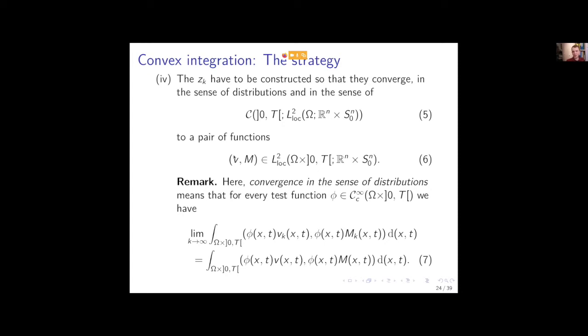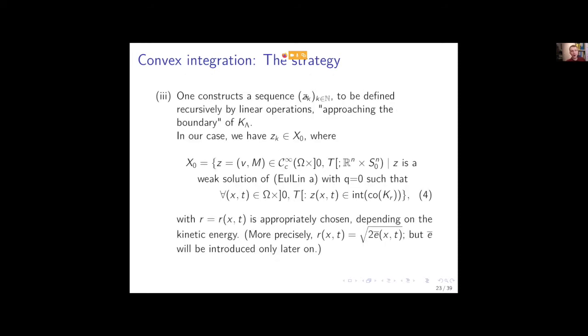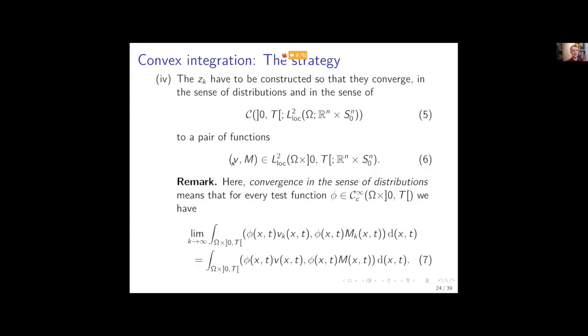Because originally we're looking for a pair, velocity and pressure, but we linearize the system. So now we're looking for velocity and a matrix. And essentially, our zk's, in the case of the Euler equations, are all pairs of functions vk and uk, and they converge in the sense of distributions to a pair of functions Vm, right?